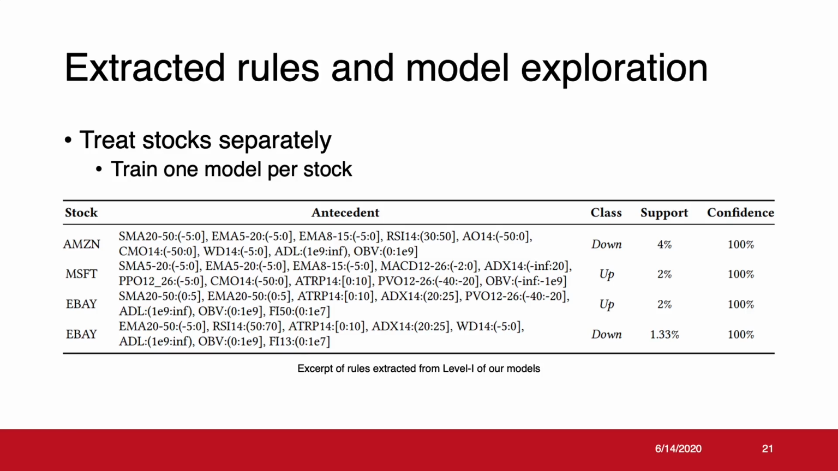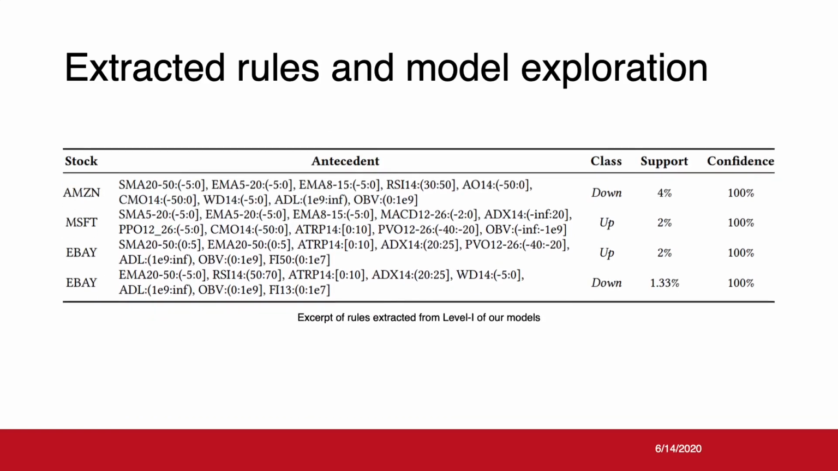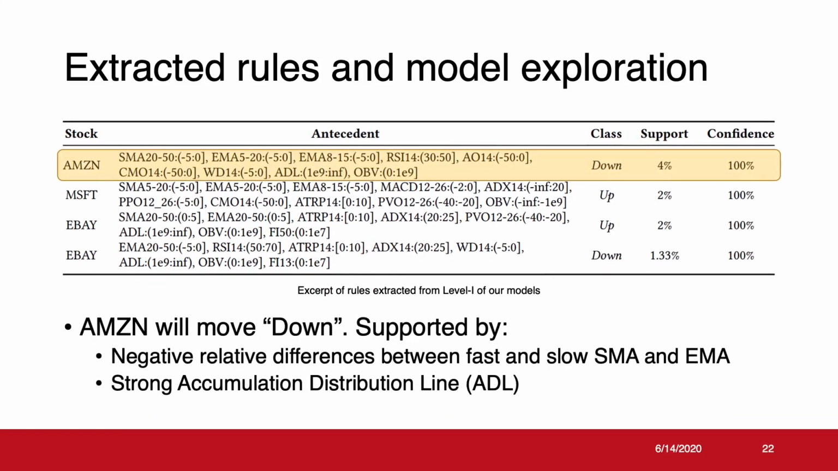It's worth mentioning again now the decomposability and the inherent transparency of associative classifiers. Just by reading the rule, we, or eventually a professional trader, can grasp the rationale behind the model's either up or down signal. So let's inspect some of them. Here Amazon is deemed as downtrending by the model. This is supported by the negative relative differences between fast and slow simple moving averages or exponential moving averages, which could indicate a bearish, so downtrending behavior, and a strong accumulation distribution line, which indicates a high exchanged volume.